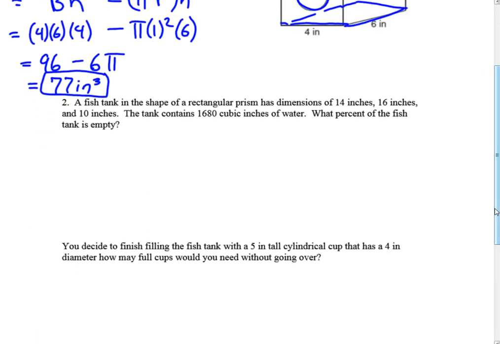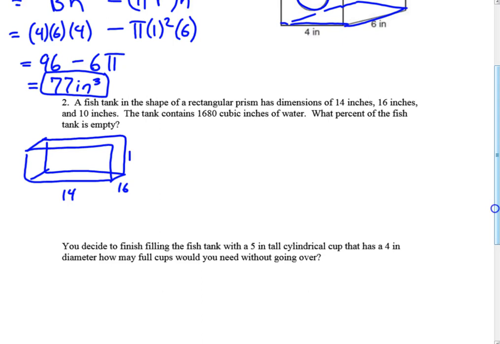A fish tank in the shape of a rectangular prism has dimensions of 14, 16, and 10 inches. The tank contains 1,680 cubic inches of water. What percent of the fish tank is empty? So as you're looking at this, a tank, which is a rectangular prism, if you want to draw these, sometimes you can just draw two rectangles and offset them and connect them here. So we've got dimensions that are 14 by 16 by 10.